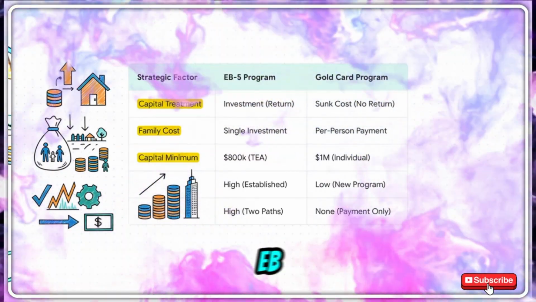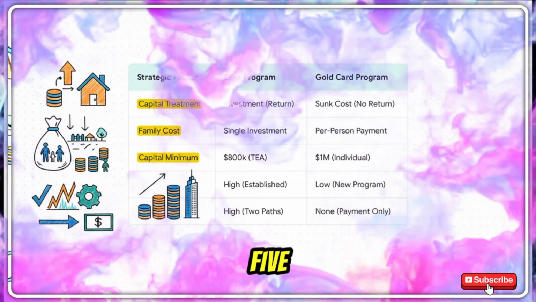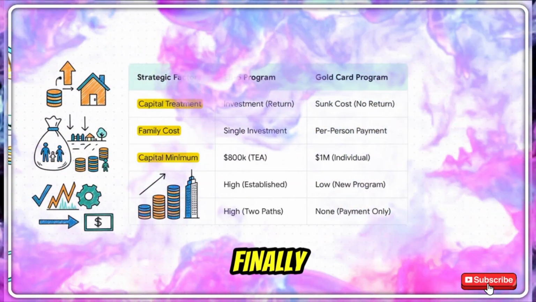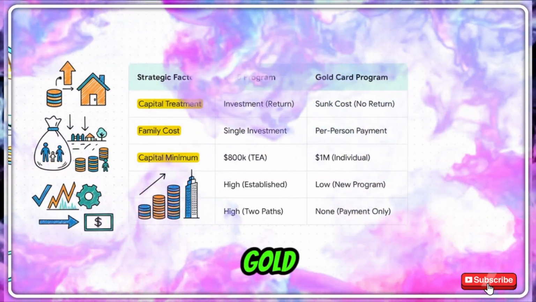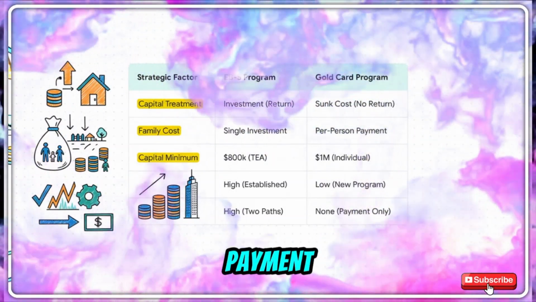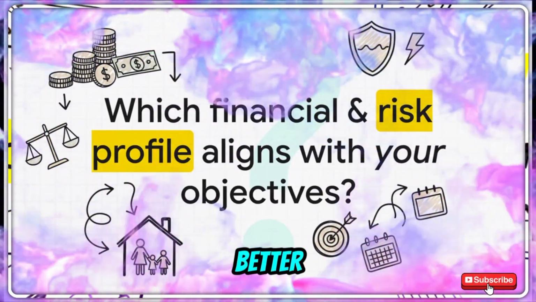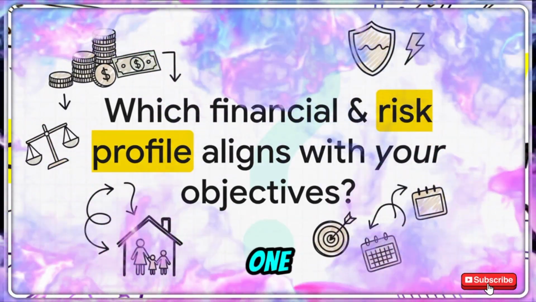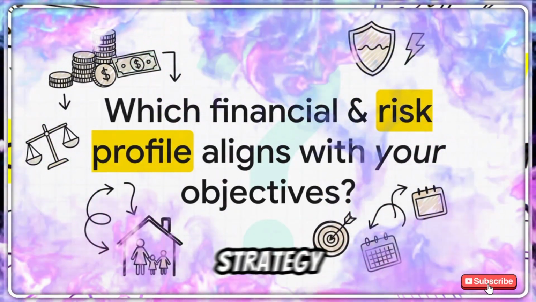The capital minimum. EB-5 can actually be lower at $800,000. Predictability. EB-5 is high thanks to its long history. The Gold Card is naturally lower because it's new. And finally, flexibility. EB-5 gives you real options, direct versus passive, while the Gold Card has none. It's just the payment. And that brings us to the most important question of all. See, it's not about which path is better in some general sense. That's the wrong way to think about it. The real question is, which one of these very different financial and risk profiles actually aligns with your personal strategy, your family situation, and your ultimate goals?